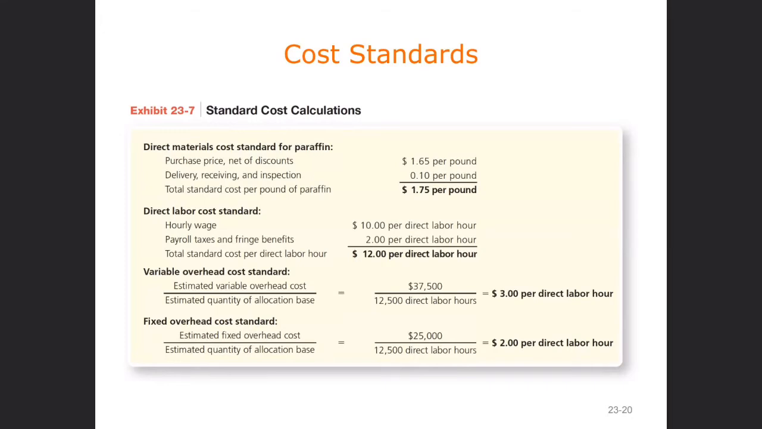Variable overhead cost standard. To calculate the variable overhead cost standard, take estimated variable overhead cost divided by estimated quantity of allocation base. That's a formula. So they took the 37,500 divided by the 12,500 direct labor hours, and that gave them $3 per direct labor hour. For your fixed overhead cost standard, another formula, you're going to take estimated fixed overhead cost divided by estimated quantity of allocation base, and that's going to give you $2 per direct labor hour in this example.